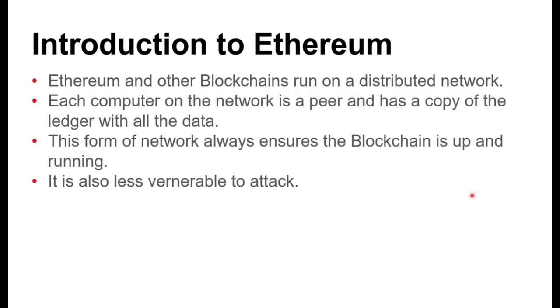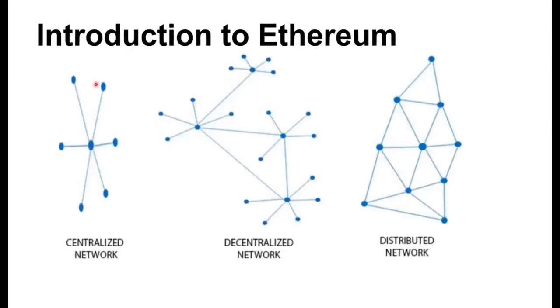Ethereum and other blockchains run on a distributed network. So the developers of Ethereum came over from Bitcoin. They were all Bitcoin developers, and they took that concept of the distributed network over to Ethereum. This form of the network ensures the blockchain is always up and running and is less vulnerable to attack. Here is a centralized network with a central focal point. All nodes on this network communicate, but they communicate through the central focal point. If anyone wanted to attack this network, they can attack the central focal point. That brings the whole network down.